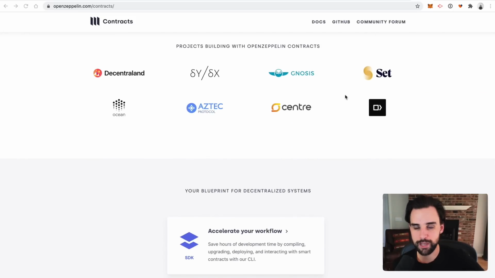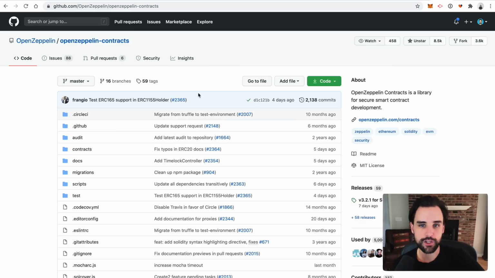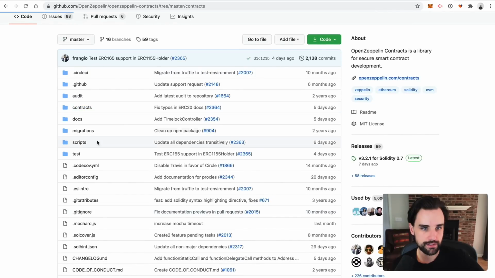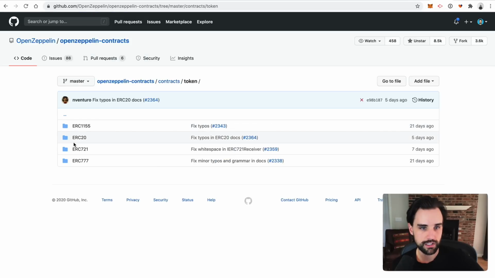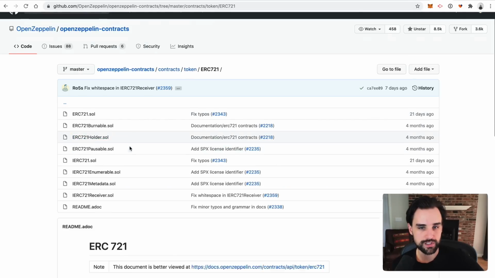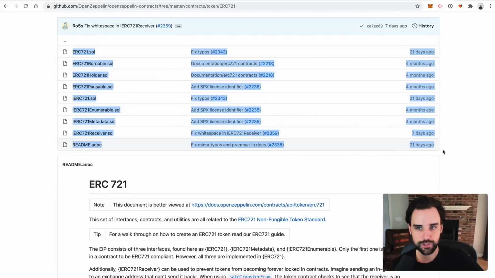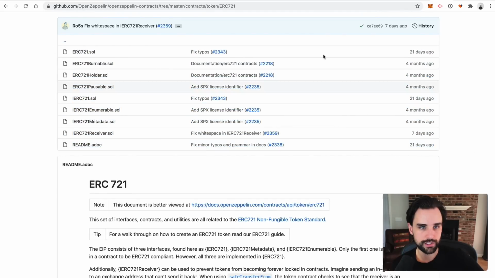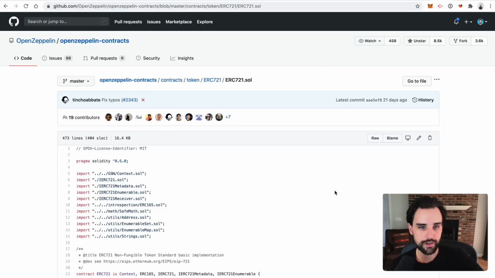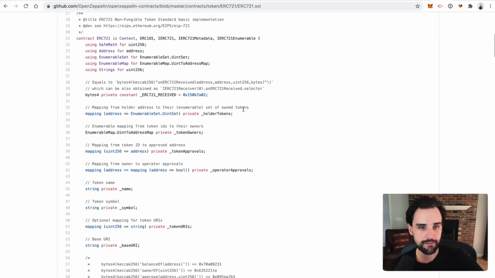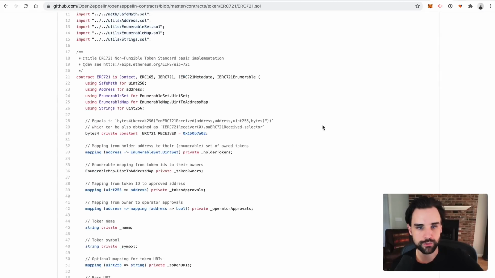So head on over to OpenZeppelin's website to read more about that, and then you can find their contracts on their GitHub. Just go to github.com, search for OpenZeppelin, and go to the OpenZeppelin contracts repository, and you can go to contracts, token, and ERC-721, and you'll see a number of different contracts ready to go that you can use to create your own. I'll click on the ERC-721.sol file here, and here's the basic non-fungible token that you can use for your own project. All right, so that's an introduction to NFTs or non-fungible tokens.